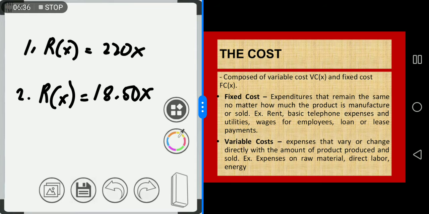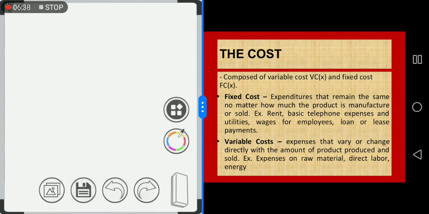Next. So, let's proceed with the cost. Okay? So, sa atin pong statement, now we already know that profit will be equal to the revenue minus cost. So, tapos na tayo sa revenue, punta naman tayo sa cost. No, so the cost will be composed of two parts. The first part is the variable cost and the second one will be the fixed cost.